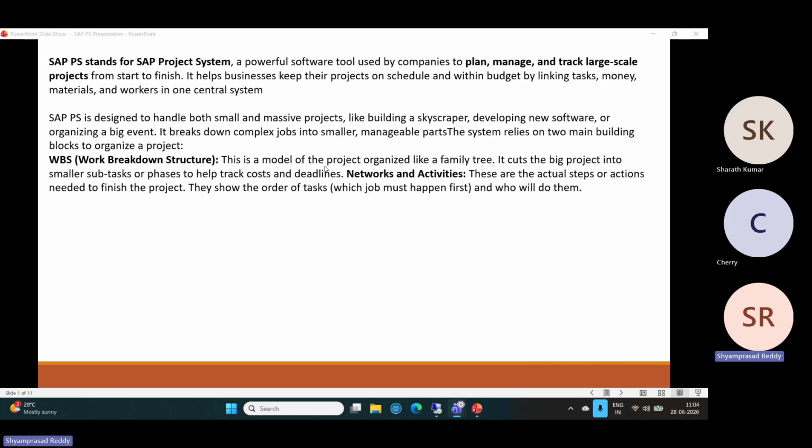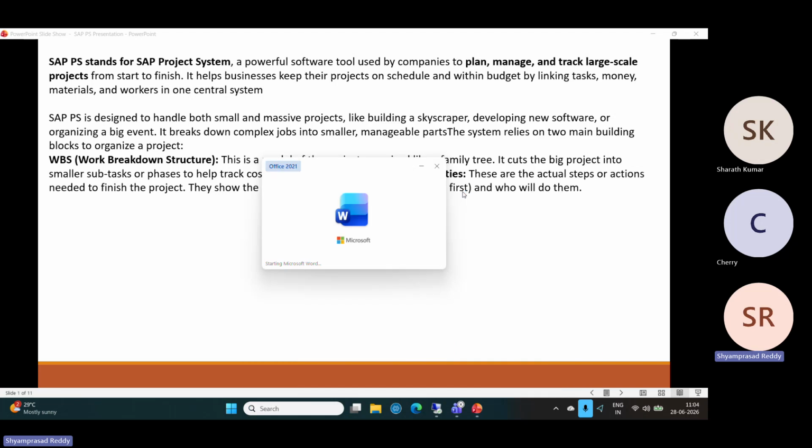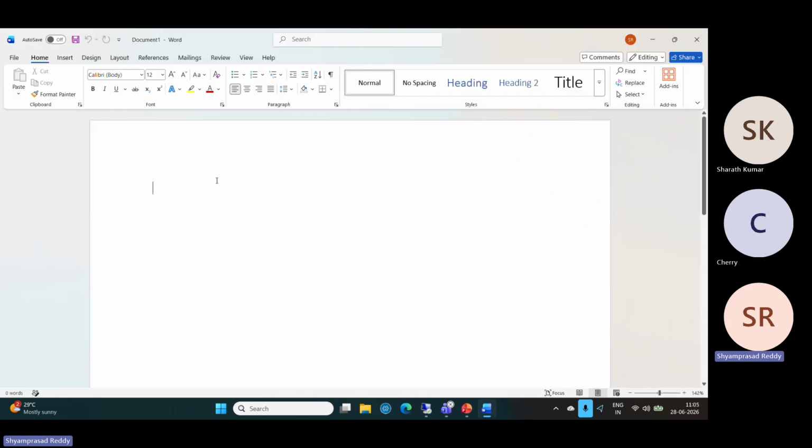Okay. We can see one example, then we will understand. I will take an example, then you will understand what the project system is. For example, the project system is used to plan, monitor, and track the cost.